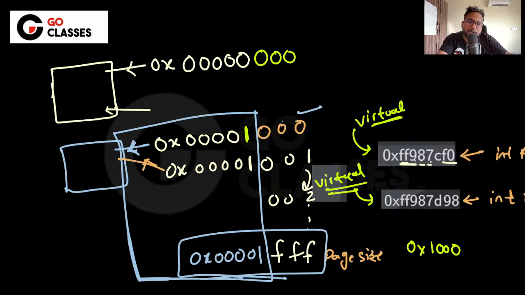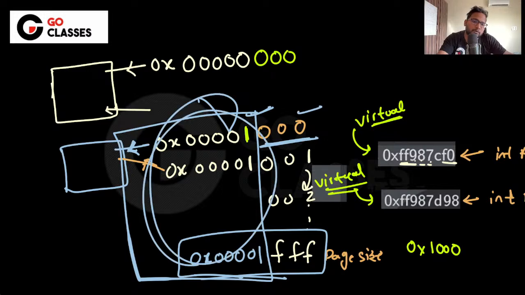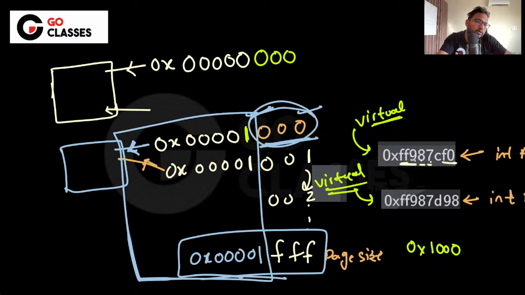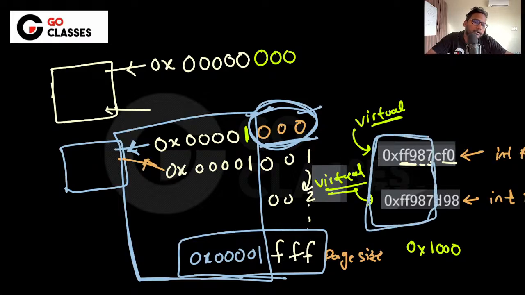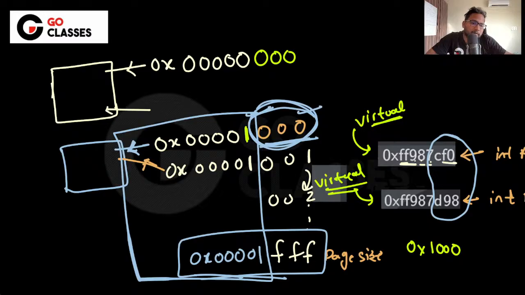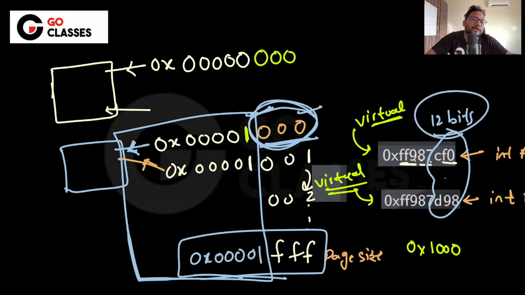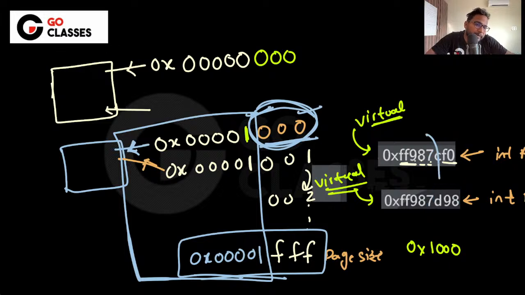So for any given page, although this number could be anything, it will start with 3 zeros on the rightmost, and then you will be playing around with these. Now if you notice that this is the same, it means what? The last three digits, or 4 into 3, the last 12 bits, are the page offset. So if this is the same, they are from the same page only.